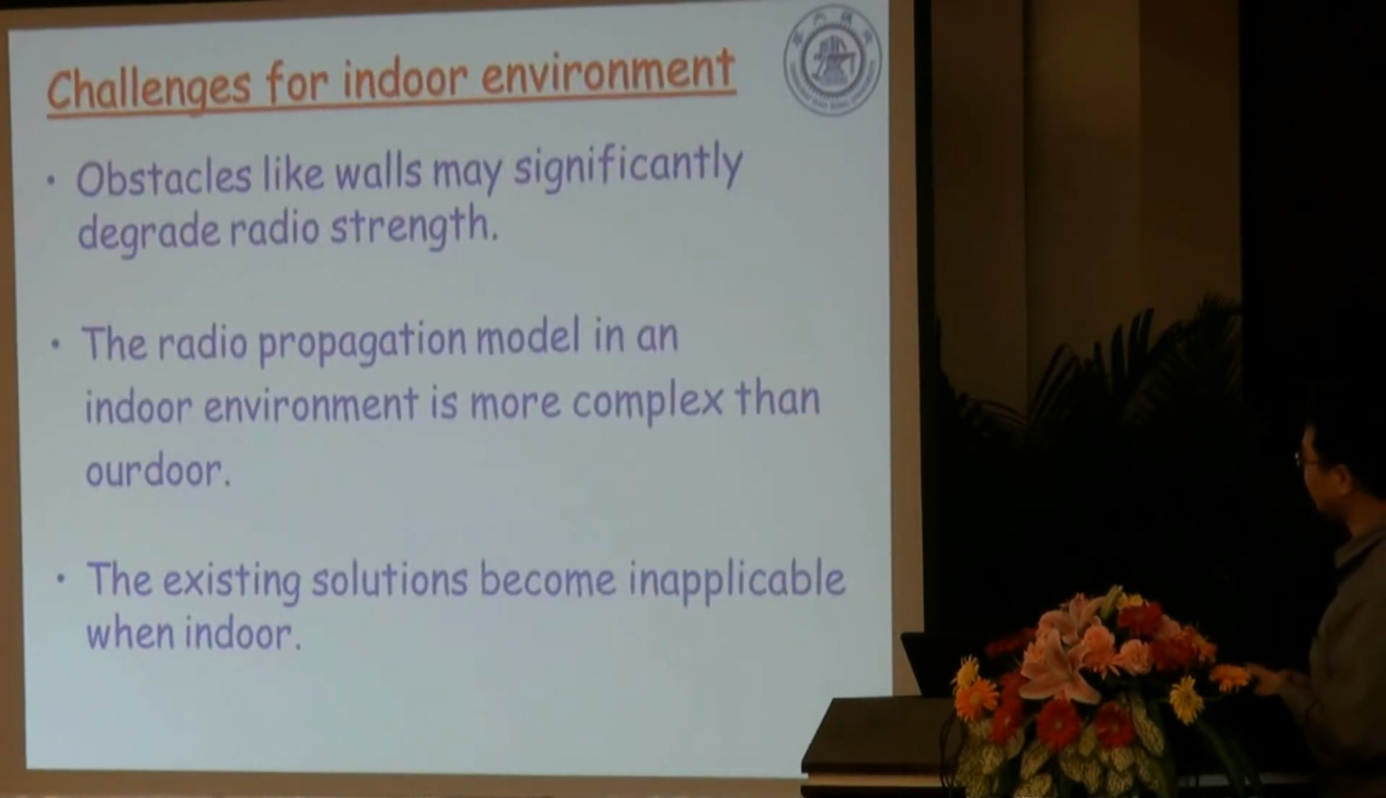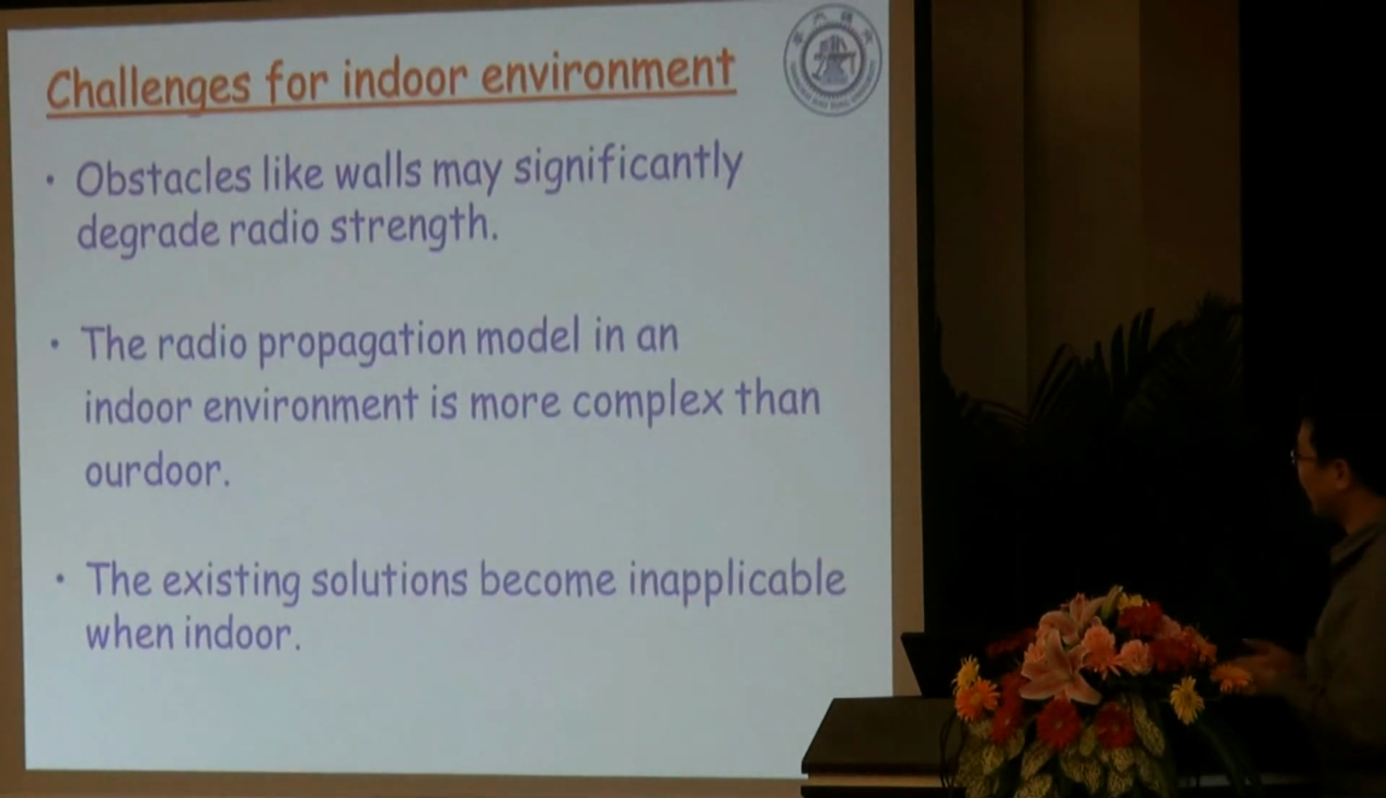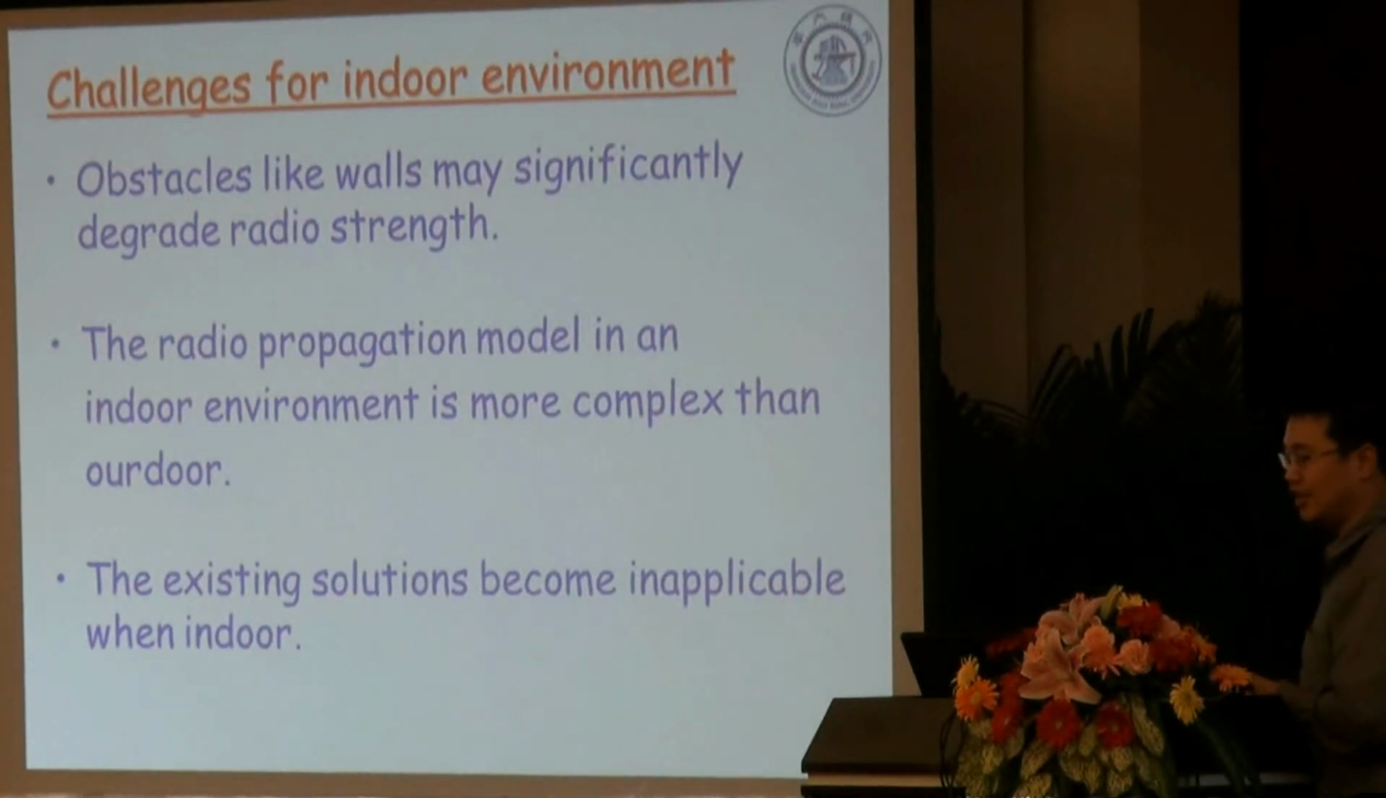So there are a few challenges for this problem. One is that in the indoor environment, there are many kinds of obstacles. One of the main obstacles is the wall, and there are many different kinds of walls. Each wall may cause different attenuation to the radio propagation. So we have to take the walls into account when we deploy the relays. The radio propagation model, when considering the walls, will be very complex, and we are going to build a model for this.